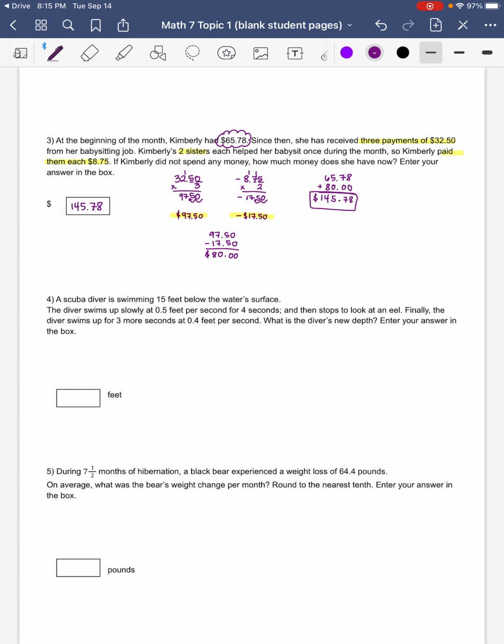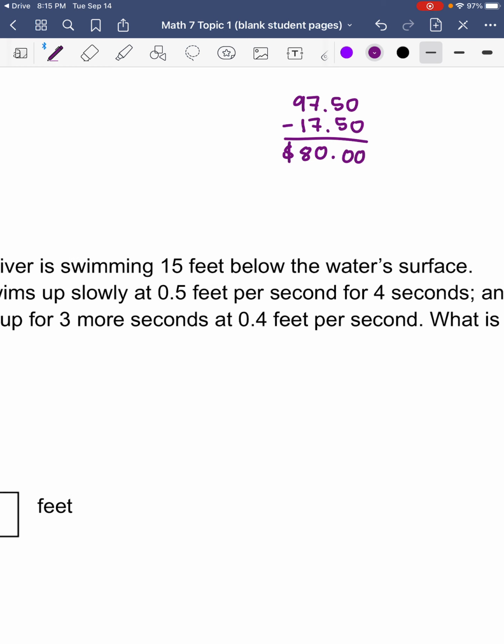Okay, so let's figure out how much he travels each time he's traveling. So he starts by swimming at 0.5 feet per second for 4 seconds. So I'm going to multiply those two numbers together, and that's going to tell me the distance that he traveled. And remember, he's traveling up. So these are positive numbers.